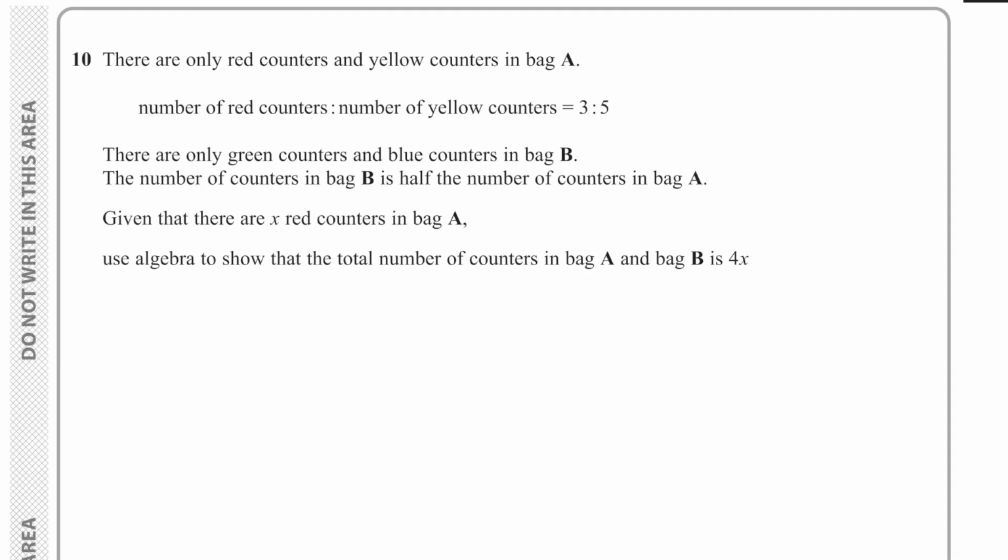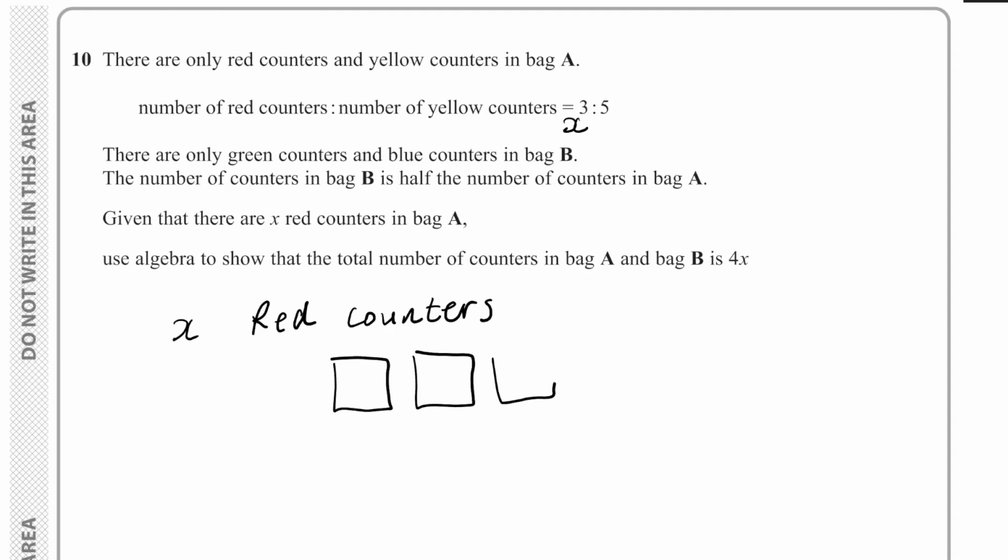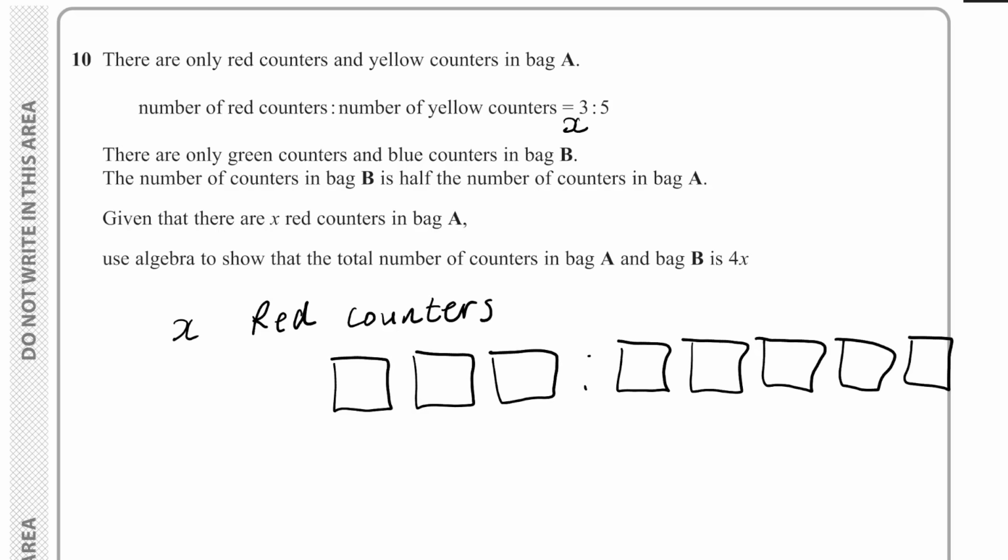So red is x, so x red counters. So if x is 3 parts, just draw this. So 3, you don't have to draw it, and 5. So if x, all of these are x, each one must be a third of x.